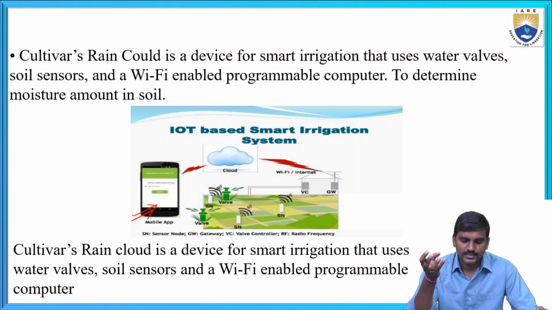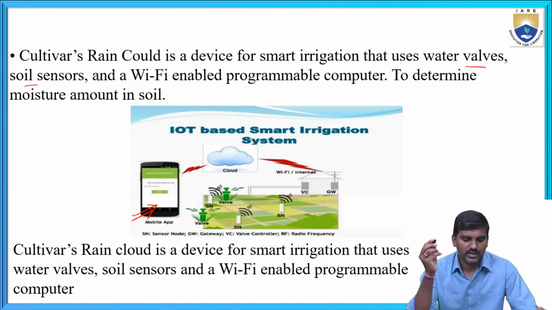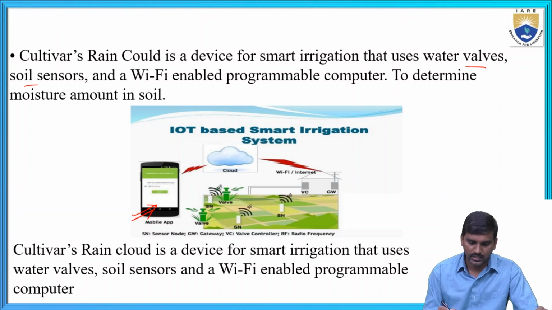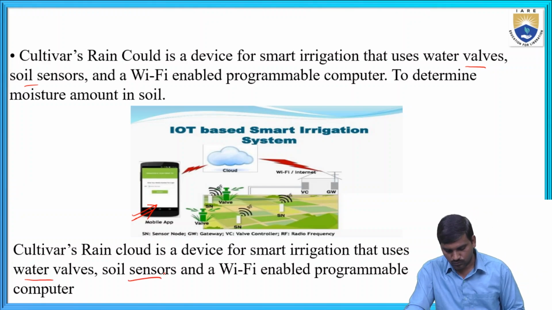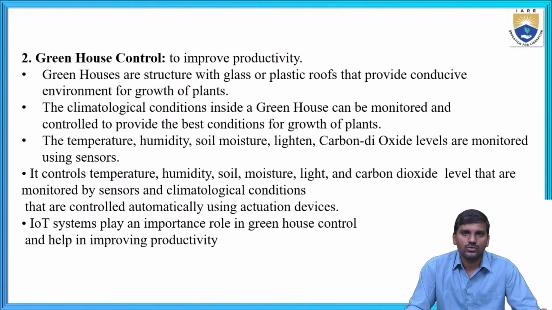It is a smart irrigation device that uses water valves, soil sensors, and a Wi-Fi enabled programmable controller to determine the moisture amount in the soil. Cultivate Rain is a device for smart irrigation that uses water valves, soil sensors, like that. Okay. Next one, the greenhouse control under agriculture.